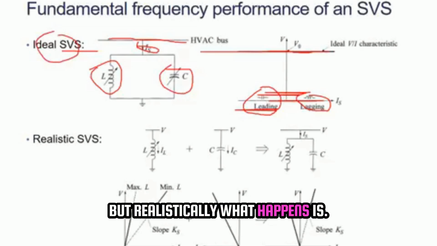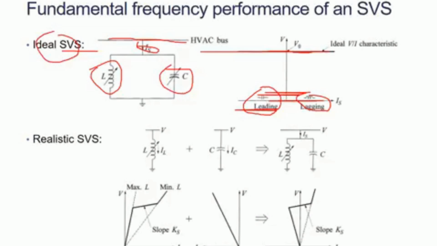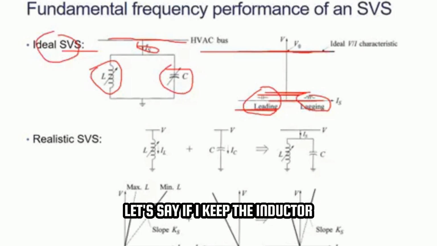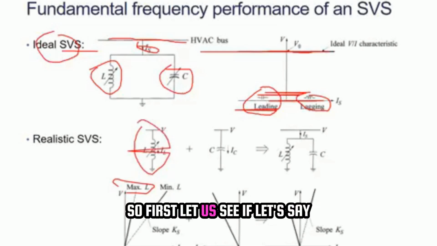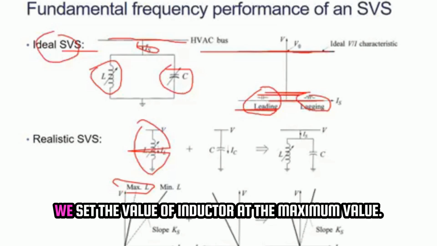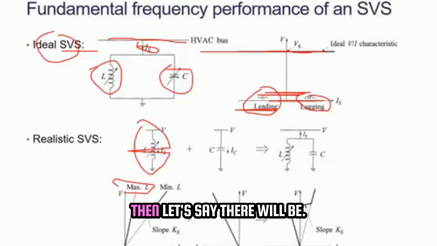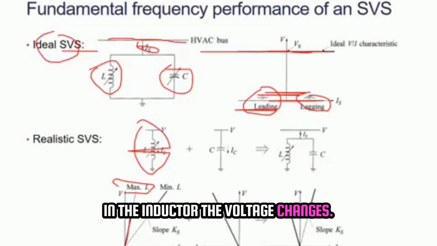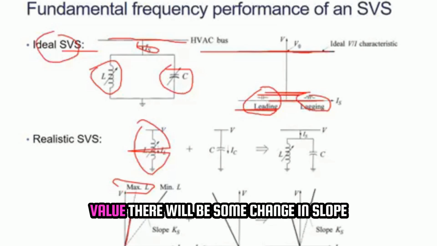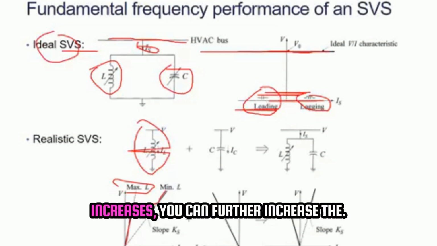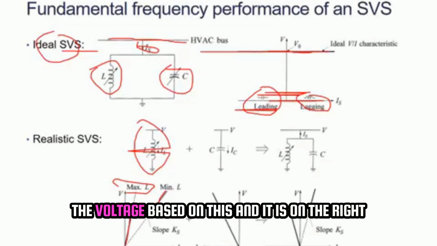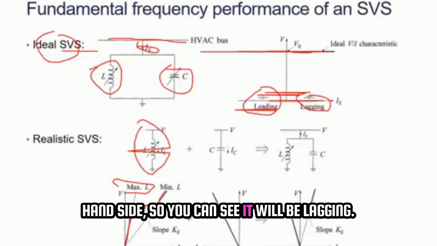But realistically, let's say I keep the inductor at the maximum inductance value and disconnect the capacitor. So first, let us see when only the inductor is connected and set at its maximum value. As soon as the current increases in the inductor, the voltage changes, and as soon as you change the inductor value, there will be some change in slope. Then as the current increases, you can further increase the voltage based on this. It is on the right hand side, so you can see it will be lagging.